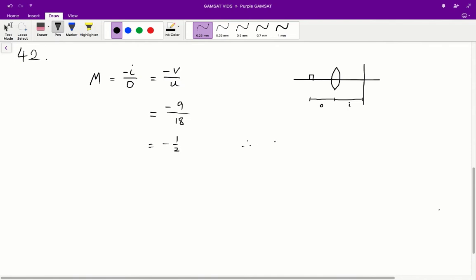So what we can say is that our image is going to be inverted, so our orientation is going to be opposite. And the size of that image, well, the magnification is half, so our image is going to be half as big as the actual object, so the image will be smaller in size. So the correct answer for question 42 is D.